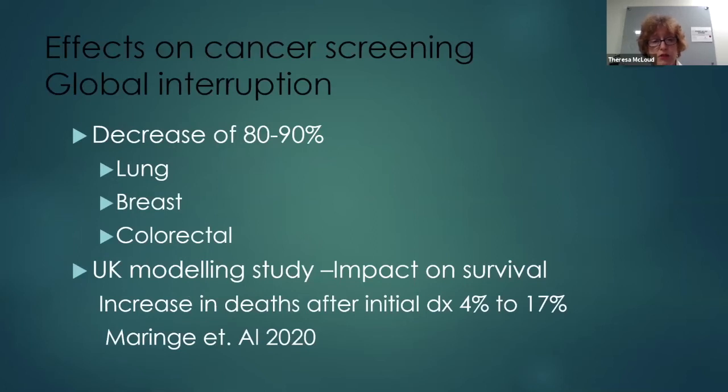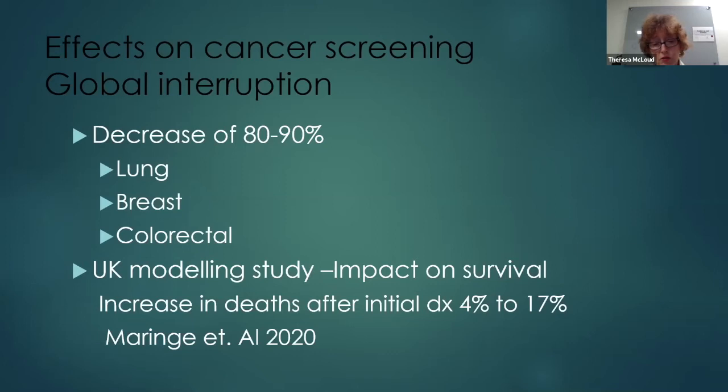Now, I thought I'd wind up by talking about effects on cancer screening. There's no question from all the literature there's been global interruption of cancer screening of different types of cancer. Decrease is estimated around 80 to 90%, and mainly involves, of course, the screening that's done routinely for lung, breast, and colorectal. And when the questions come up from the audience, I'll ask you, because you're representatives from all over the world, how well established lung cancer screening is in your country or your community.